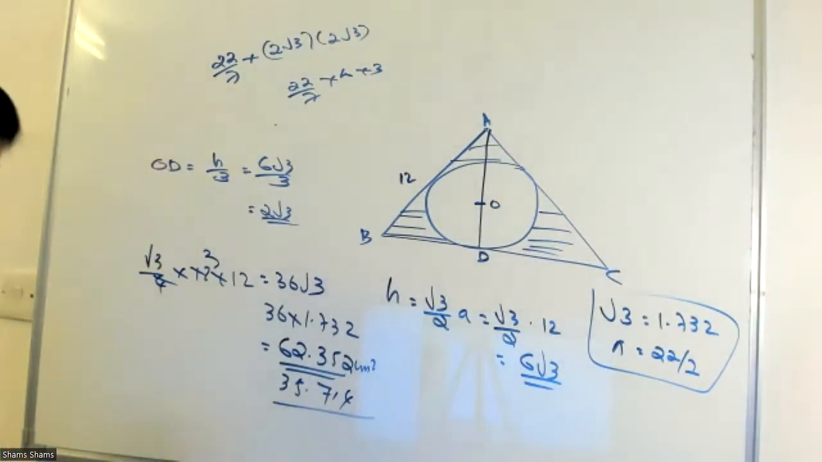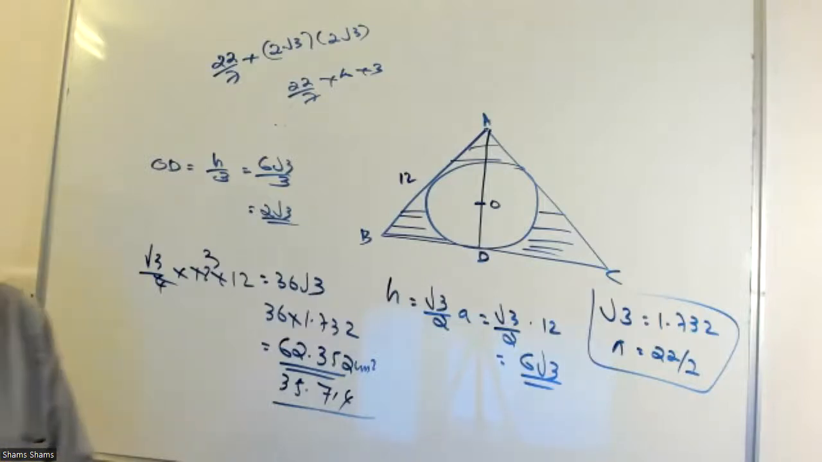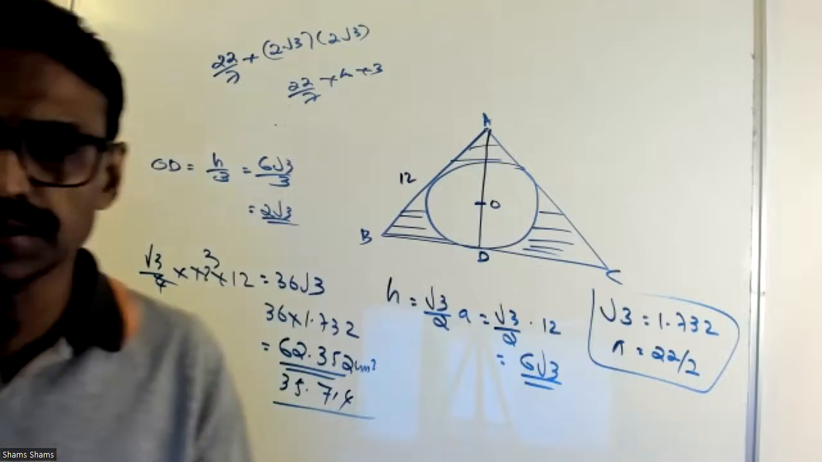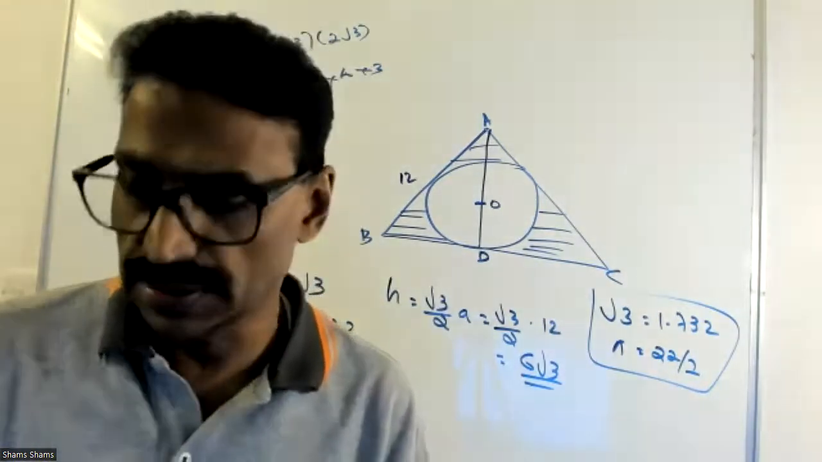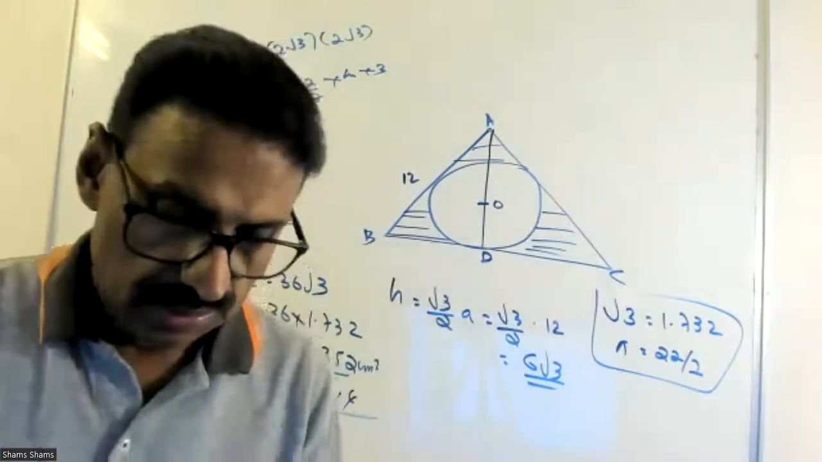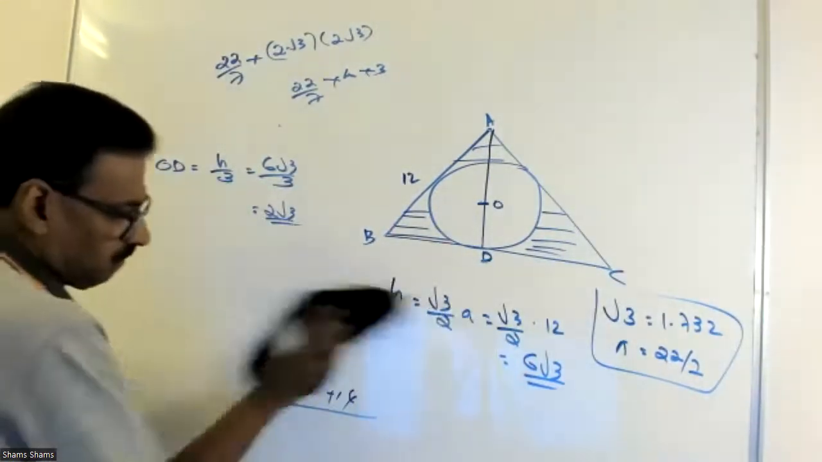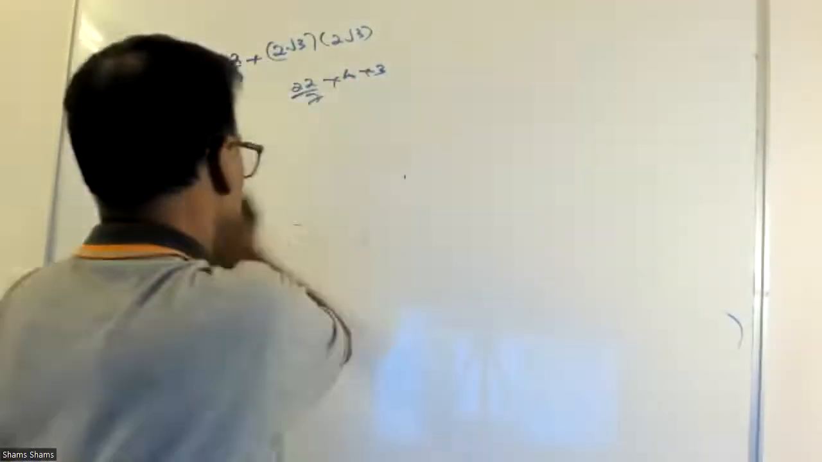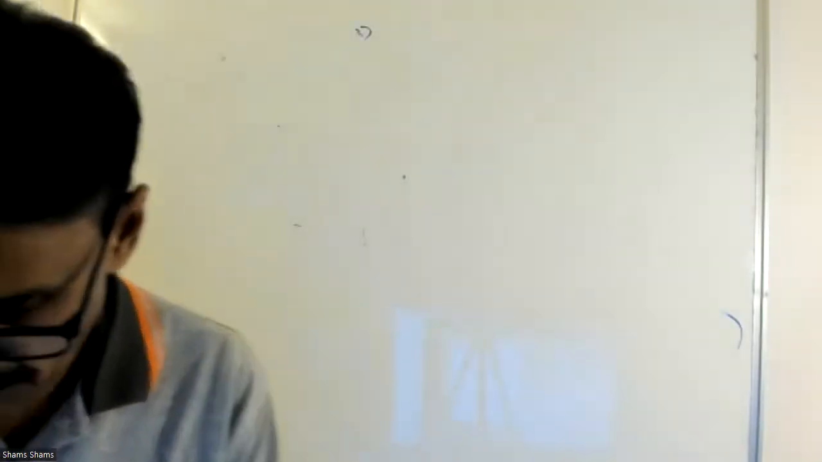We get 35.714. Then 62.352 minus 35.714 is 26.64, right? Okay, the answer is 24.64. That's correct. 24.64, that is the correct answer. Now you try the next question.